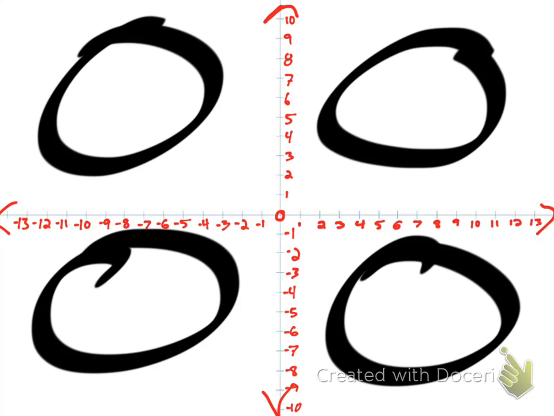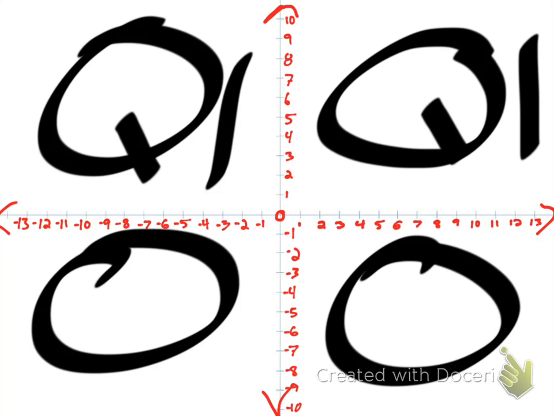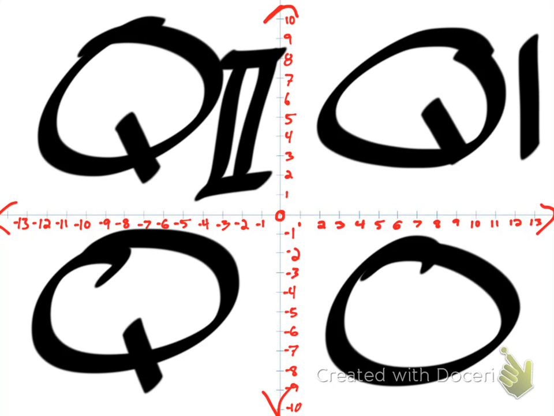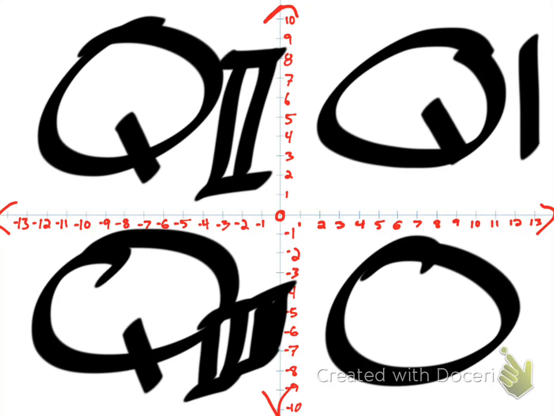This is quadrant 1, so we put Q1. This one's quadrant 2, so we put Q2. Roman numerals, Q3. That looks like, there you go. And then Q4, which is going to be really hard to do. There, Q4. Alright, there's our four quadrants.